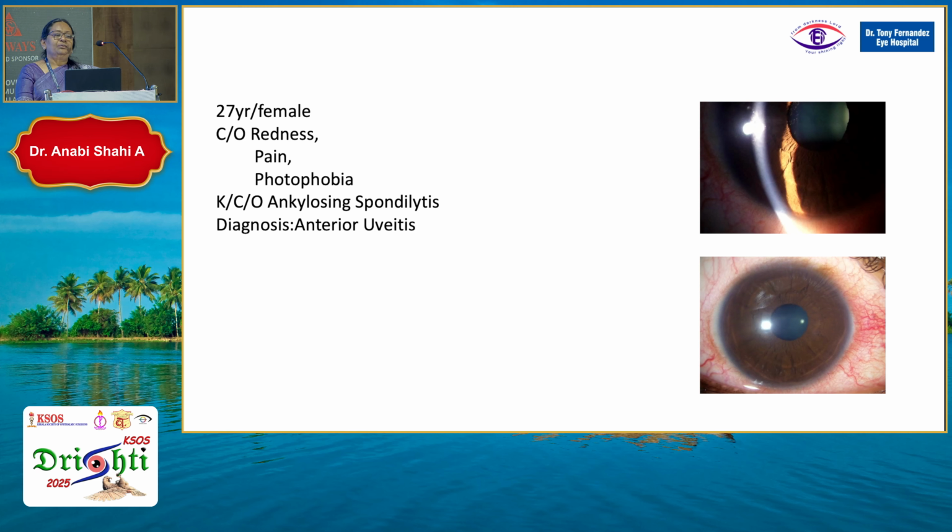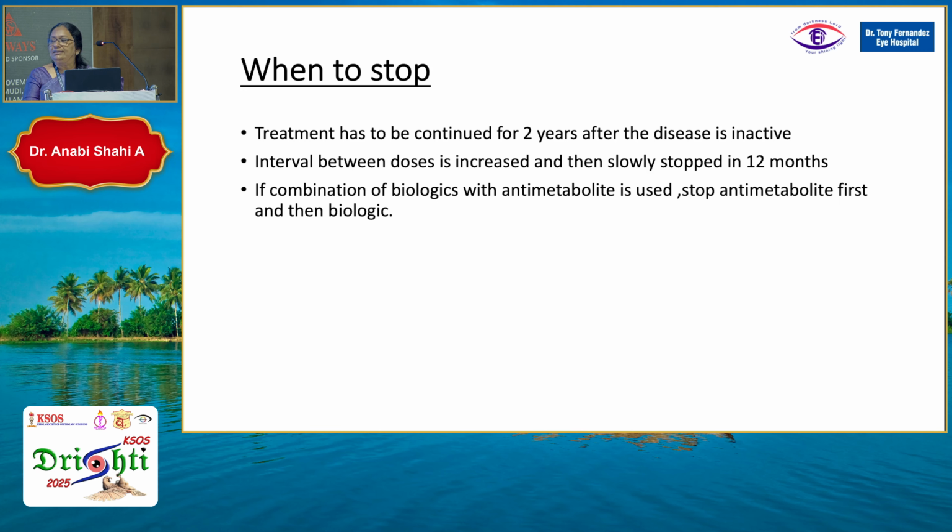This is again a 27-year-old female. She is a known case of ankylosing spondylitis. She is from Odisha. She was on biologics because of recurrent anterior uveitis and her systemic problem. Here also the patient stopped the medication, and then she came to us with recurrence of anterior uveitis. She was sent to the rheumatologist, and now she is again started on biologic. So this raises the question: when to stop the medication?